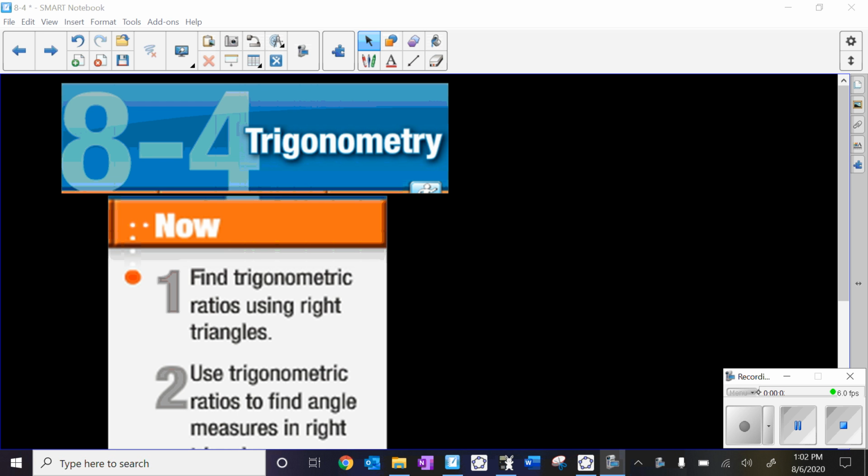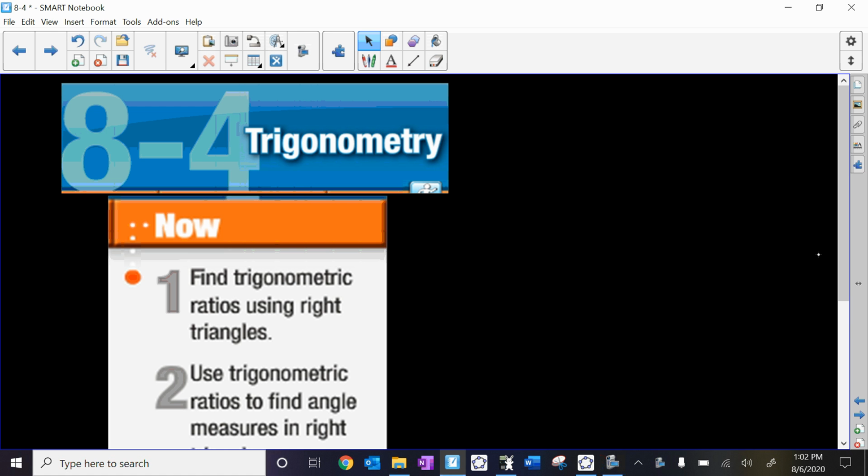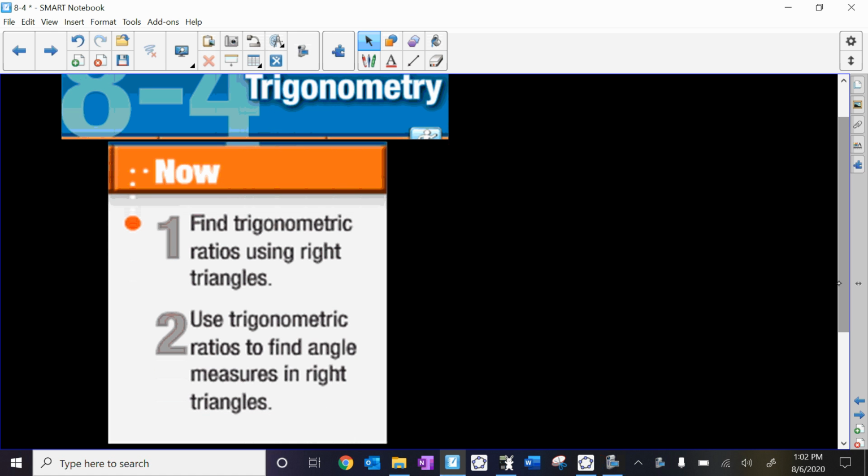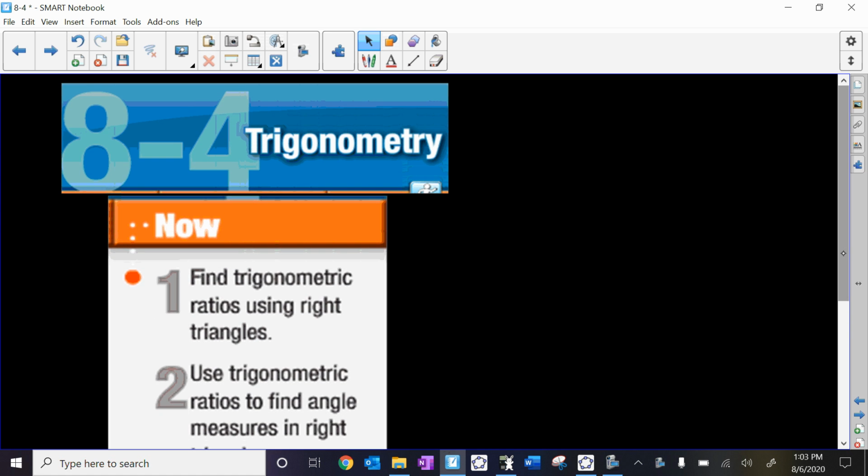In section 4, we're going to look at trigonometry. So specifically in this lesson, we're going to look at finding trig ratios using right triangles, and we will use those trig ratios to find angle measures in right triangles. There's a lot of background information that I'm going to have to give you before we can just jump right into this lesson. So the first thing that you're going to want to do is take out your calculator.